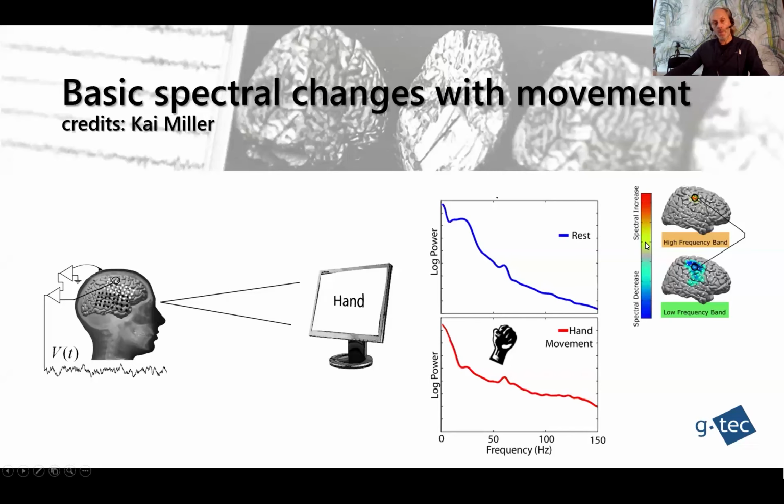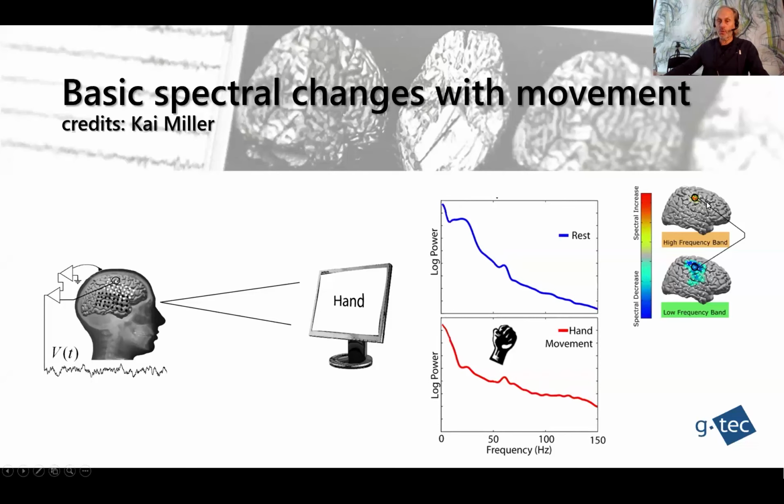And Kai first asked the patient to be at rest, not to do anything, and he calculated the power spectrum that you can see in blue. So we can see the characteristic 1/f damping of the EEG. This means with higher frequency, the energy gets less. And if you look at the hand movement, so afterwards Kai instructed the person to move the hand, and he calculated again the power spectrum, and you can see here the red line.